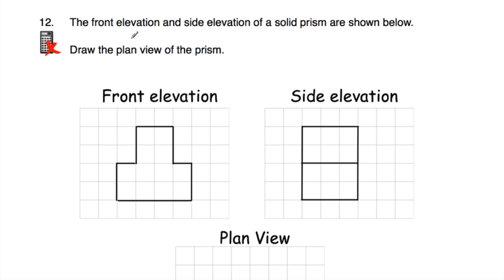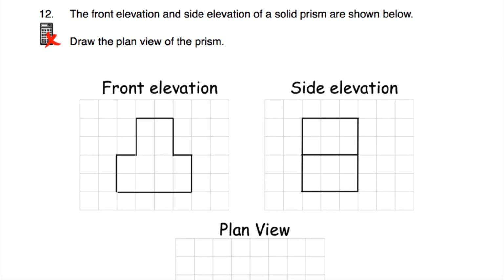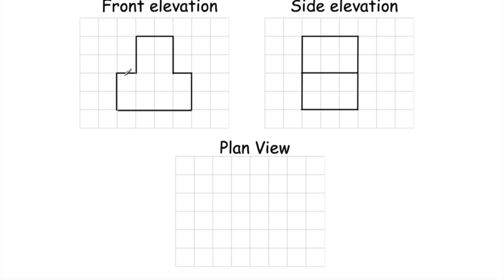So question number 12 says, the front elevation and side elevation of a solid prism are shown below, and we've been asked to draw the plan view of the prism. So if we have a look at this, the front elevation, we've got the shape here. So it looks like an upside down T in a way. And then we've got this side elevation. So in terms of the front elevation, it goes across 4, it goes then across 1, and then 2 there. And then it goes up 2. The total height is 4. In terms of the side elevation, we've got that height of 4, and it goes back 3.